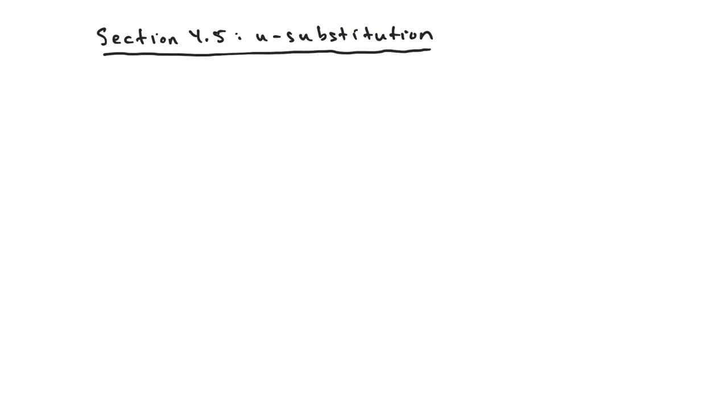So in this video, what we're going to do is learn a technique of integration that allows us to combine some of the rules we learned from previous parts on integration and antiderivatives to some more complicated examples. So section 4.5, u-Substitution. Sometimes in your book, this is called integration by substitution.